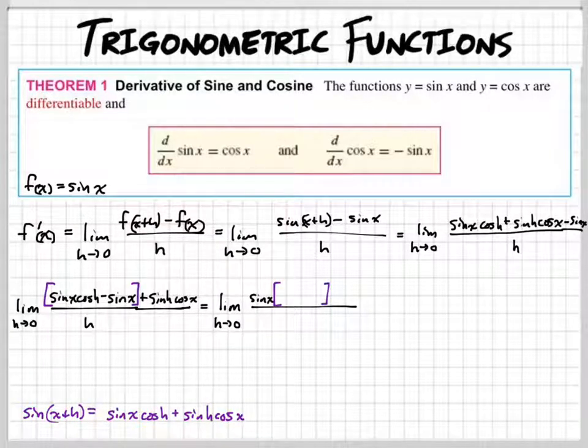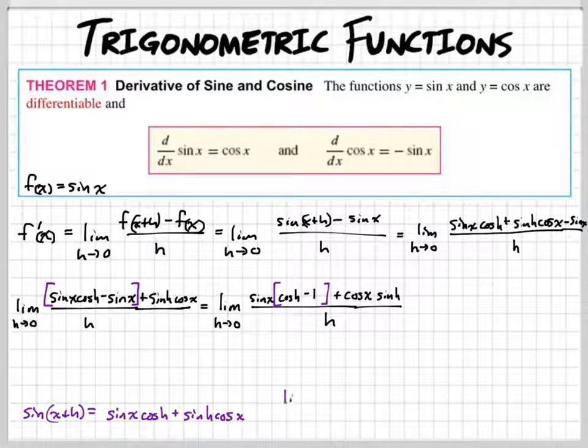Let's see, that would be a cosine h minus 1. And then we have a plus cosine of x, right? It's cosine of x sine of h all over h. Okay, so now something that you might not remember because we did this before winter break. There's two theorems, or limits, that we looked at that you should know. And you should know it's these ones.